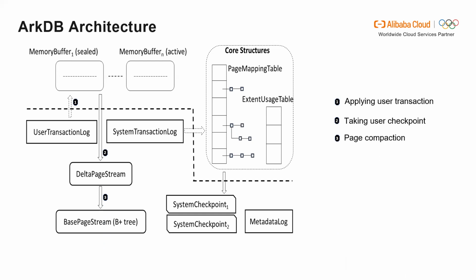The page mapping table indeed contains the on-storage BW tree structure information. Both page compaction and the user checkpoint taking involve BW tree structural changes. These changes are wrapped in system transactions and recorded in the system transaction log. When the system transaction commits, its changes are applied to the page mapping table. Such changes result in extended usage changes. The extended usage table is updated accordingly.